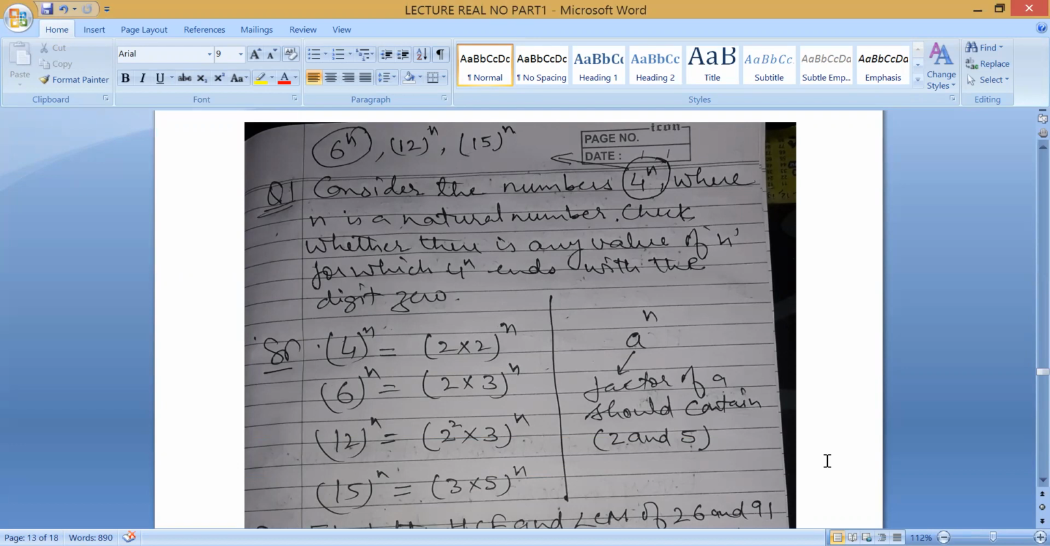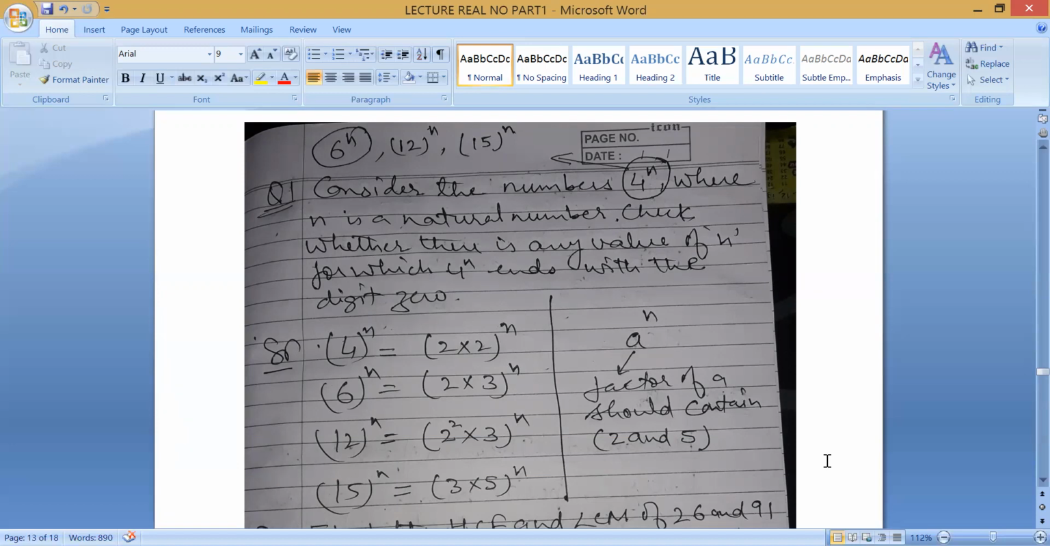Suppose in place of 4, I have written 10, then you will write 10 ki power n, and the factor of 10 will be 2 into 5. Now if I put the value of n as 1, then 10 ki power 1 will be 10. If n is 2, then 10 square is 100. So what you are getting at the units place is 0. So that is the meaning of this question, 4 ki power n ending with the digit 0.